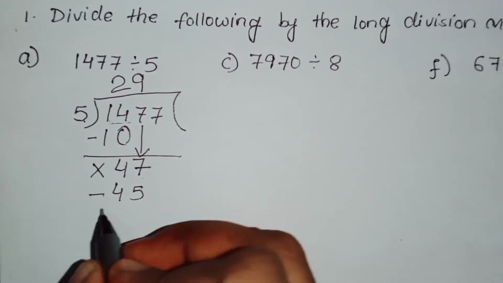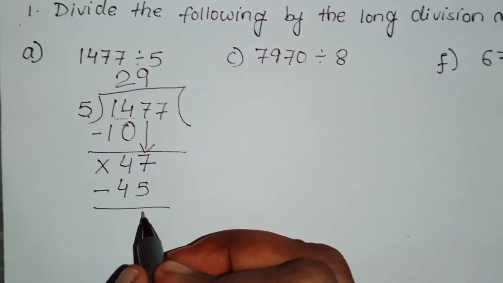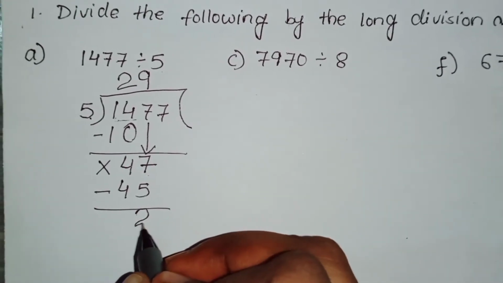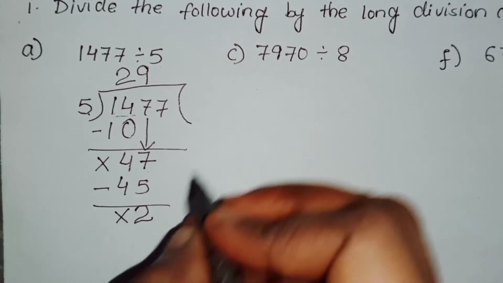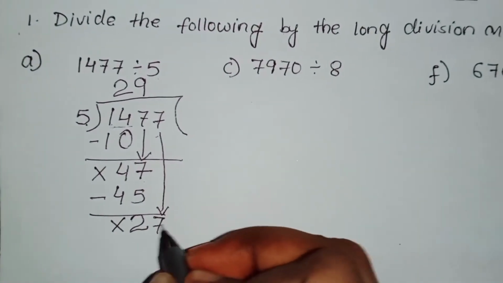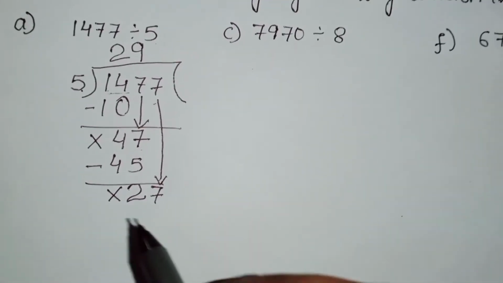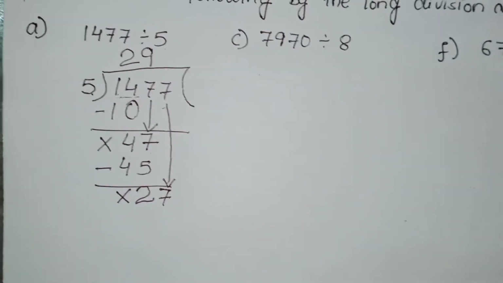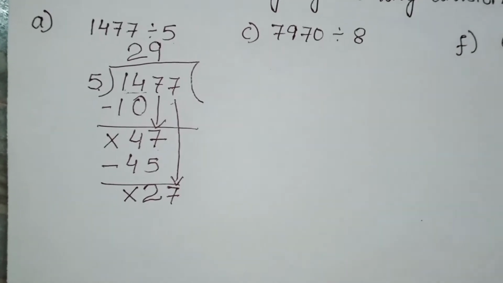Now subtract it. 7 minus 5 is how much? 2. And 4 minus 4 is 0. So put the cross. Now bring this 7 down. Now how much is it? 27. Is 27 in the 5 table? No, it is not there.